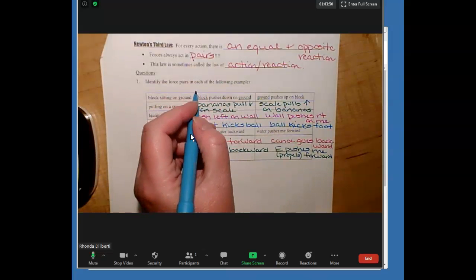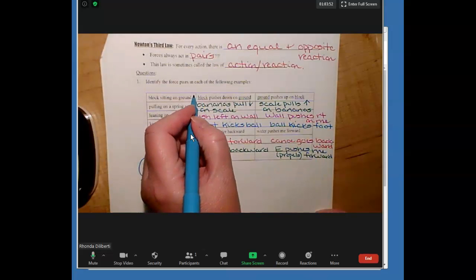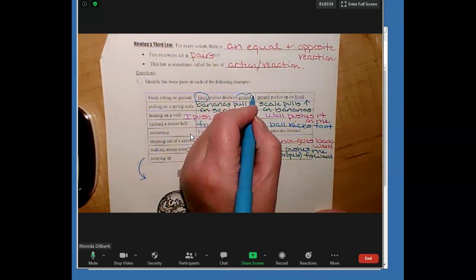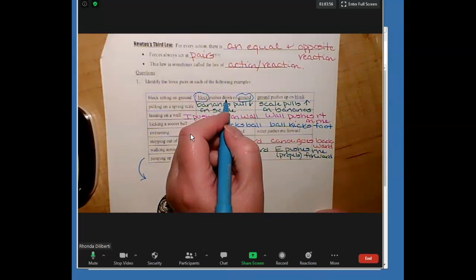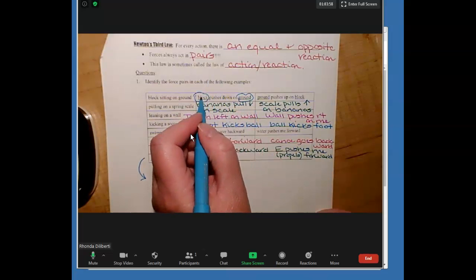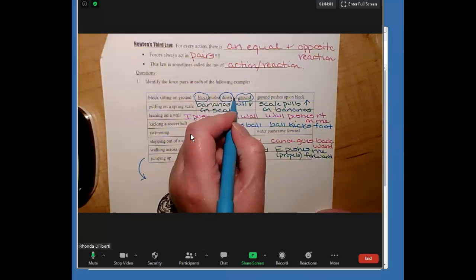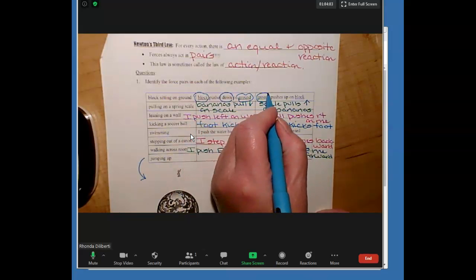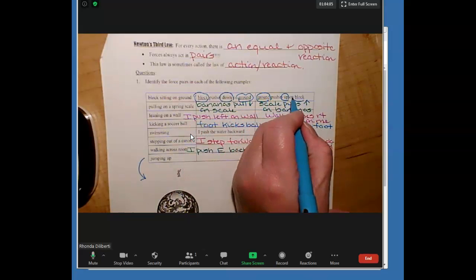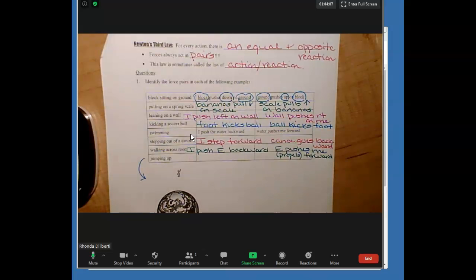The key thing is there has to be two nouns. So there's a block and there's a ground. And then the direction has to be opposite. So the block pushes down on the ground and the ground has to push up on the block. That's how you know you have found the correct force pair.